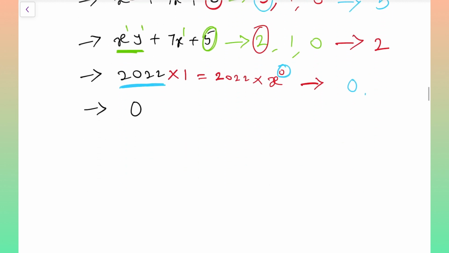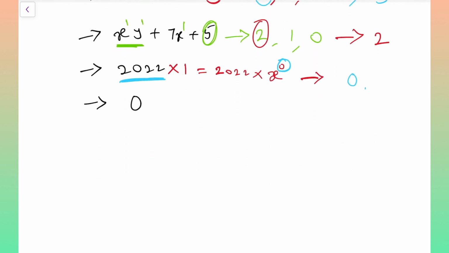Then what is the degree of the number 0 itself then? Let us check once. 0 can be written as 0 into 1. 0 can also be written as 0 into x. 0 can also be written as 0 into xy. 0 can also be written as 0 into x power 1000. 0 can also be written as 0 into x power 1 lakh, 1 crore, or x power whatever it may be. Because 0 into anything is 0 only.